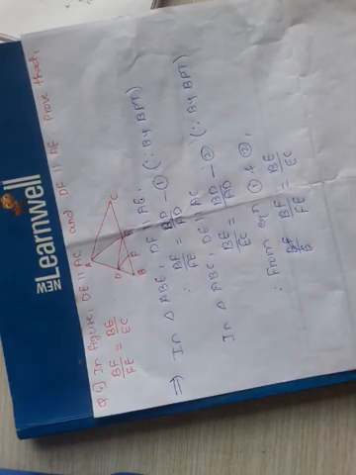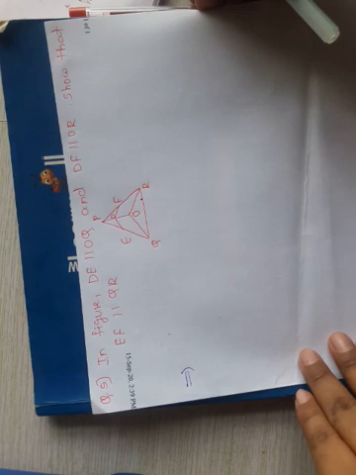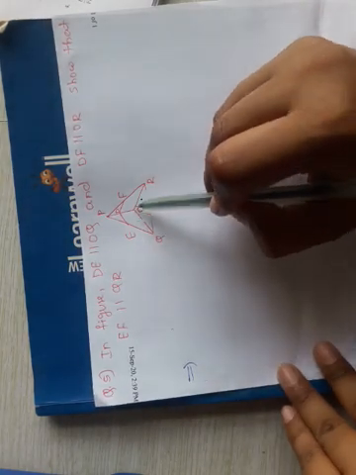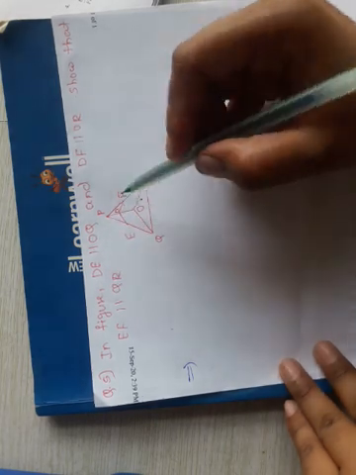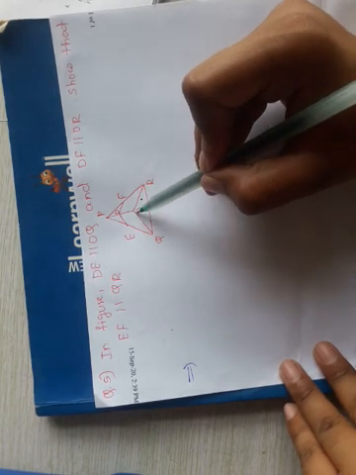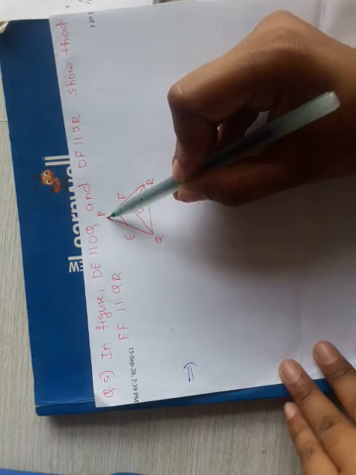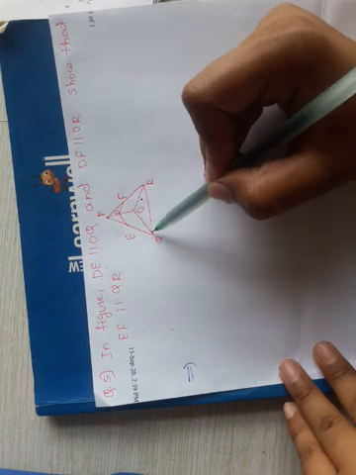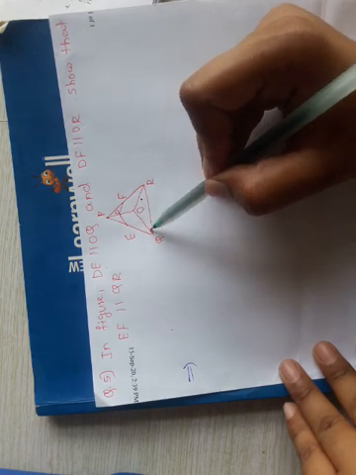Now come to the next question, question number 5. In this question, what is given to us? See, the diagram is given to us. DE is parallel to OQ. See this DE, this is our D point here. This DE parallel to OQ means we only have to think about this triangle POQ. In triangle POQ, DE parallel to OQ is given to us.